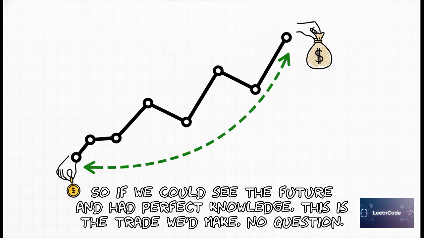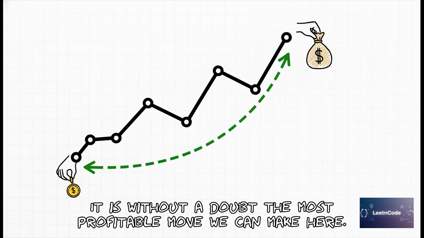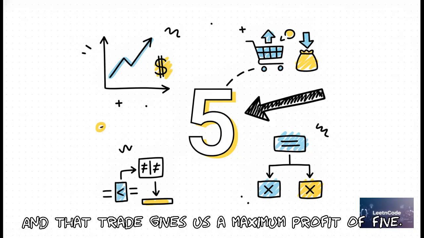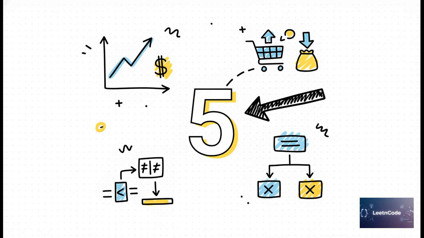So if we could see the future and had perfect knowledge, this is the trade we'd make, no question. We'd buy on day 2 when the price hits rock bottom at just 1, and then we'd sell on day 5 when it peaks at 6. It is without a doubt the most profitable move we can make here. And that trade gives us a maximum profit of 5. That number 5 is our target.